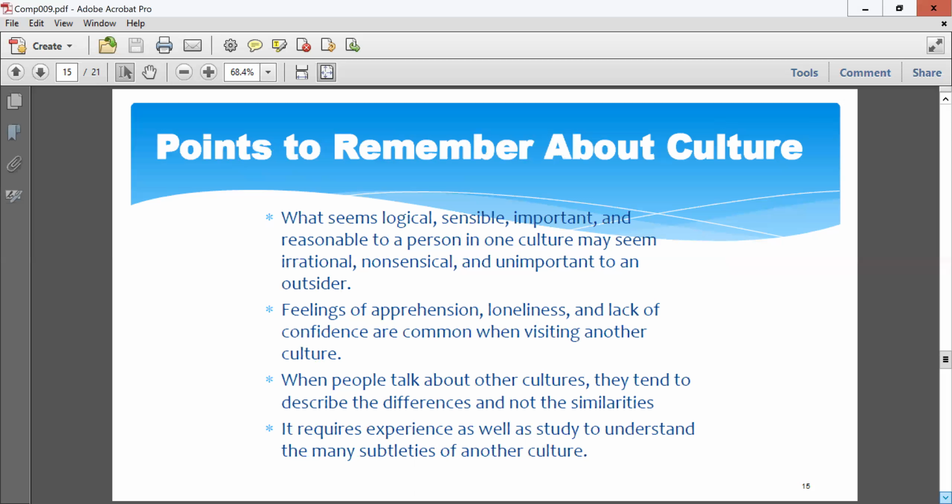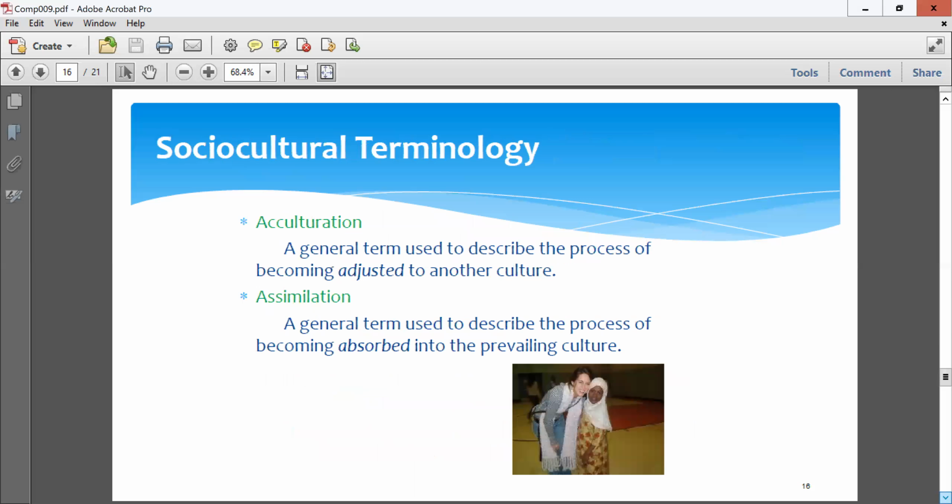A lot of times when we talk about culture, we always talk about the differences, and there are similarities among cultures. In every culture, people love their babies. Every culture values communication. There are so many things that are really alike. It's just the nuances that may be different. And it requires experience and study to understand the subtleties of any culture, and that's a critical point.